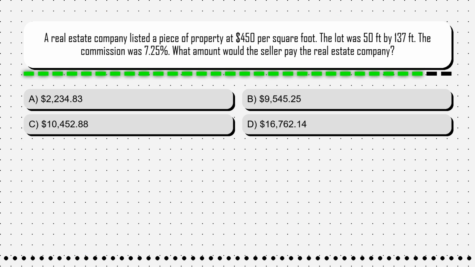Question 58. A real estate company listed a piece of property at $450 per square foot. The lot was 50 feet by 137 feet. The commission was 7.25%. What amount would the seller pay the real estate company? Option A, $2,234.83. Option B, $9,545.25. Option C, $10,452.88. Option D, $16,762.14.